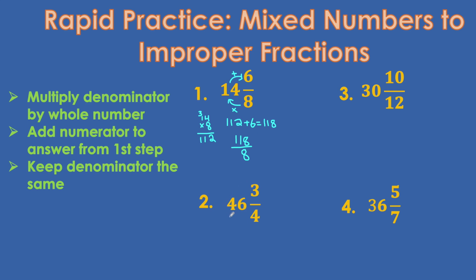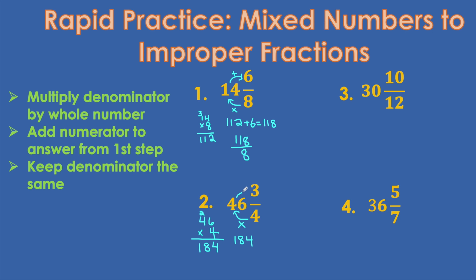Let's go back to number 2. We have 46 times 4 as the first step. You can draw an arrow and put a multiplication sign. And 46 times 4. 4 times 6 is 24. Carry the 2. 4 times 4 is 16 plus 2 is 18. So we have 184 from multiplying the denominator and this whole number together.